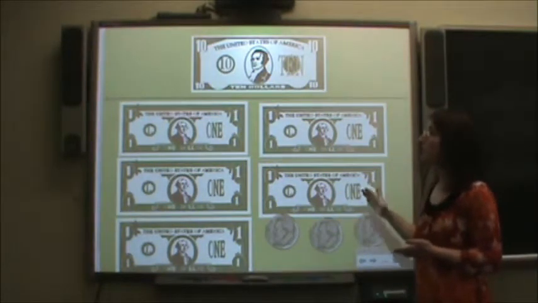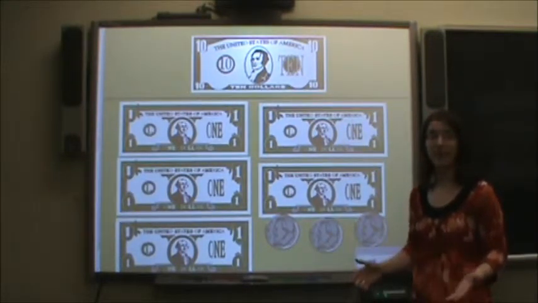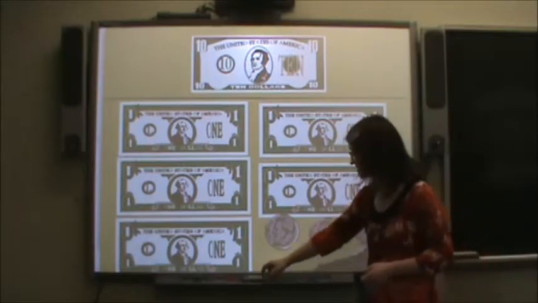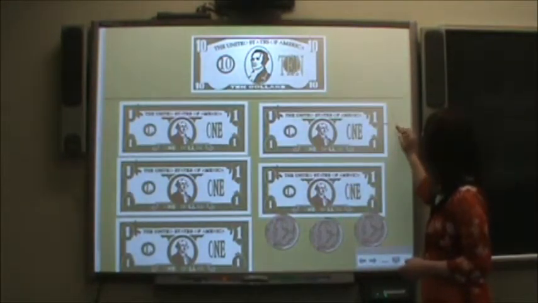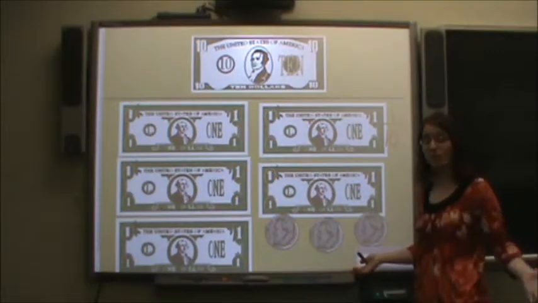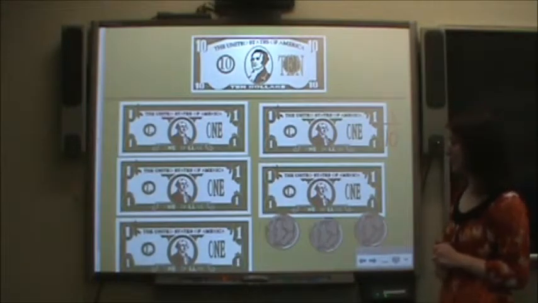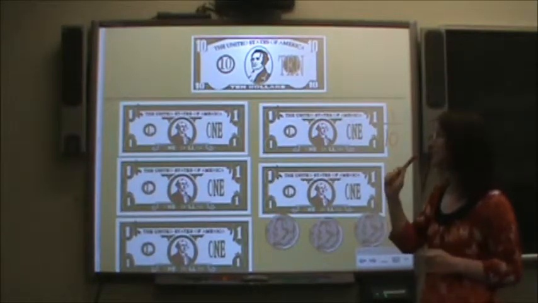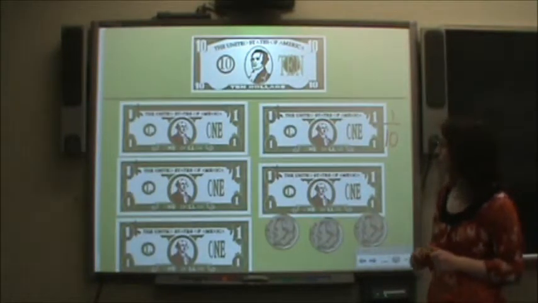How many $1 bills are there in $10? There's 10. So that means a $1 bill equals 1/10 of $10. So that means it's going to go in the tenths place. How many dimes are going to go into $10? This one's going to be a little bit trickier to think about.